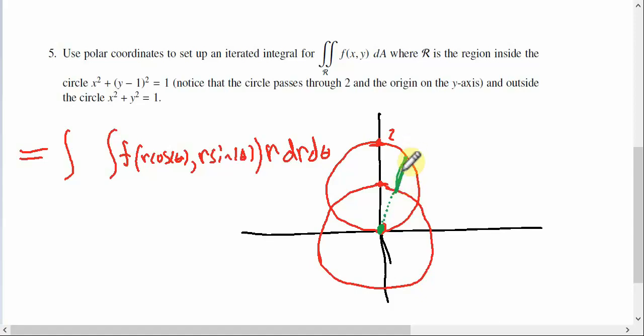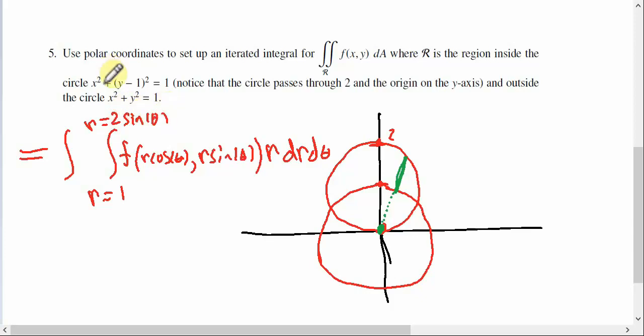I need to figure out what limits this indicates, because this is telling me what my r is doing. My r is going from this boundary, which is obviously that circle of radius 1, out to this boundary, which is my offset circle. So my r is always starting at 1, no matter where I draw that strip. And then it always stops when it hits that outer boundary. We have to write that in polar coordinates, but the circle that goes through 2 and the origin on the y-axis is 2 sine theta.